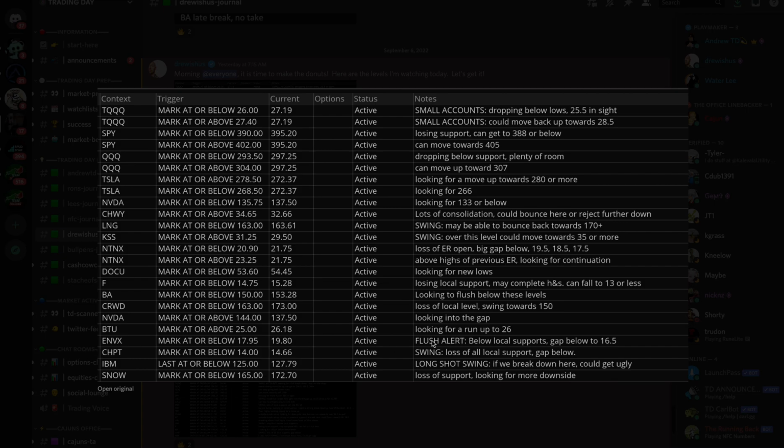Flush alerts, where I'm letting you know that a significant level of support is about to be lost. So if we go below this, it really could get a big move. Long shot swing: I don't think this is likely, but if it happens, it could be a big play. So it's just something to put in there if you're looking for an exciting play, or if it's a ticker that you like or a setup that you're interested in.